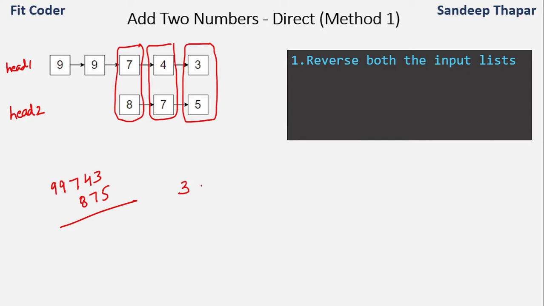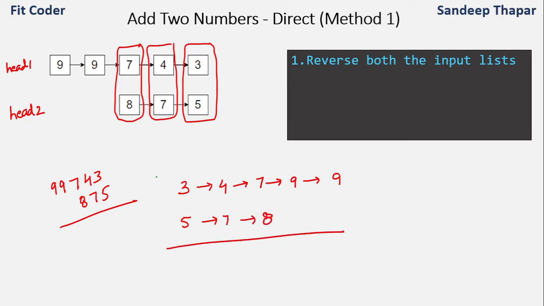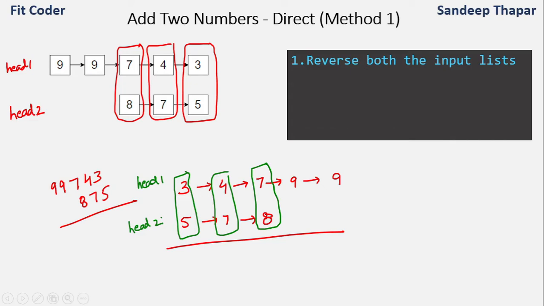So let's say we reverse both the linked lists. The first linked list becomes 34799 and the second linked list is 578. Now head 1 is pointing to 3 and head 2 is pointing to 5. So now we can simply add these numbers, because now we have the head of both the linked lists. Now this becomes the similar question that we discussed in the previous video, where we have to add two numbers which are stored in the reverse order.